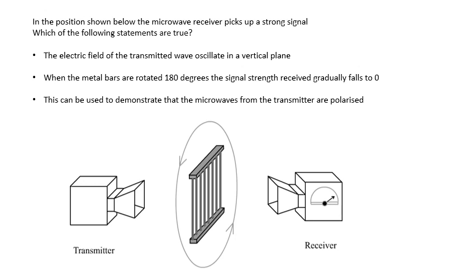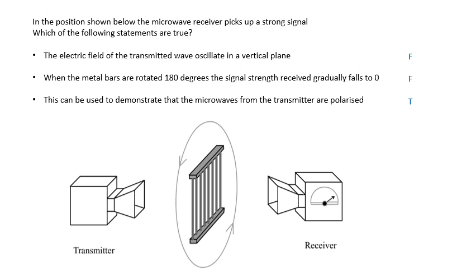Have a go at this question yourself, and I'll talk about it in 3, 2, 1. In the position shown below, the microwave receiver picks up a strong signal. Which of the following statements are true? So, the electric field of the transmitted wave oscillates in a vertical plane. And the answer is that is false.